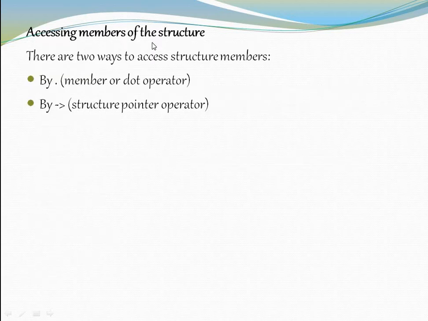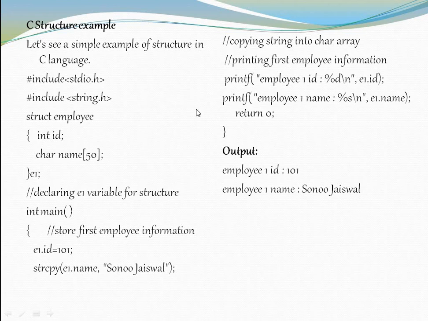Moving on to accessing the members of the structure. How do we access the members within the structure? The most common way is by using the dot operator. In case your program contains a pointer, then you have to go for the arrow operator, which is used to access the members within the structure. So this is the example of the structure.